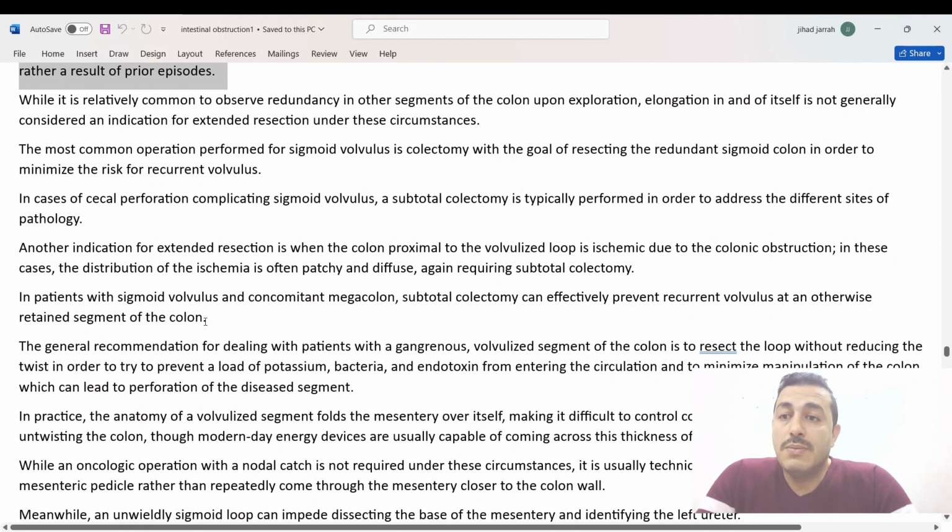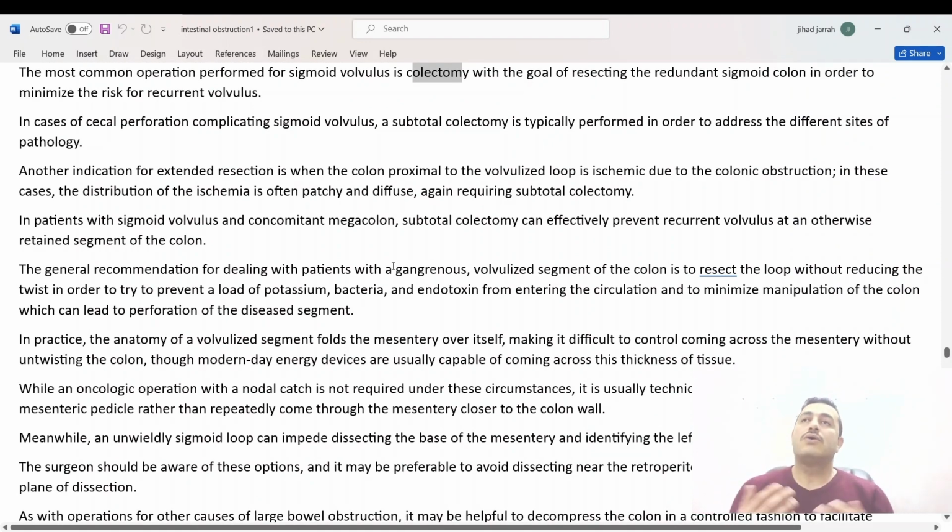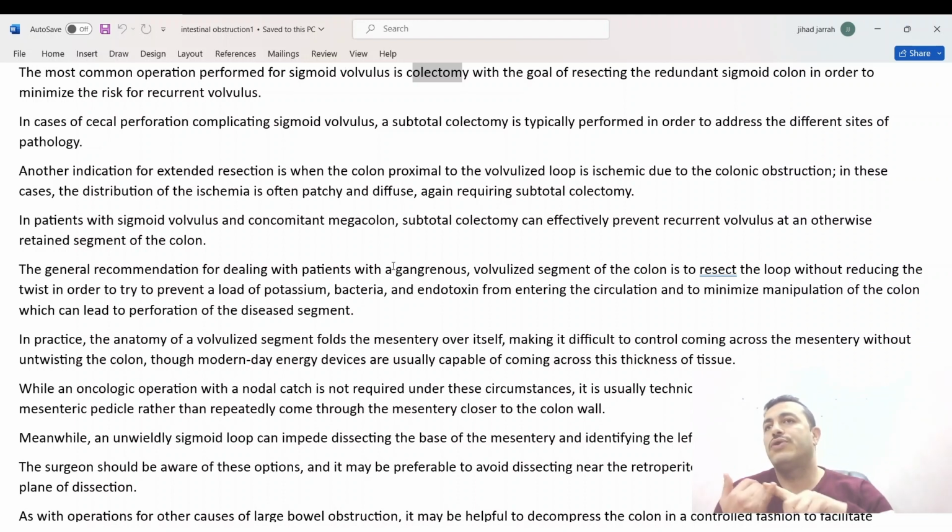The most common operation performed is colectomy. What else can we do? Should we proceed with colectomy? Actually, Hartmann is considered a colectomy, Hartmann procedure. Sigmoidectomy with end-to-end anastomosis is colectomy. Sigmoidectomy with end-to-side anastomosis is colectomy. Subtotal colectomy is colectomy. So we have variety, but what we should keep in mind is that we have volvulus.